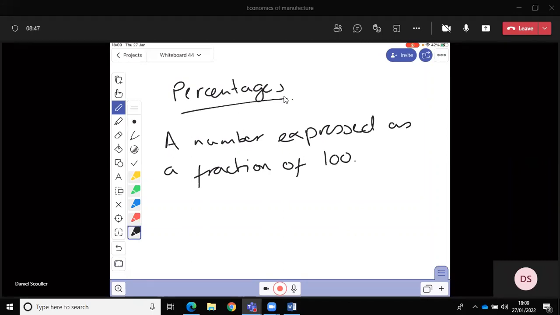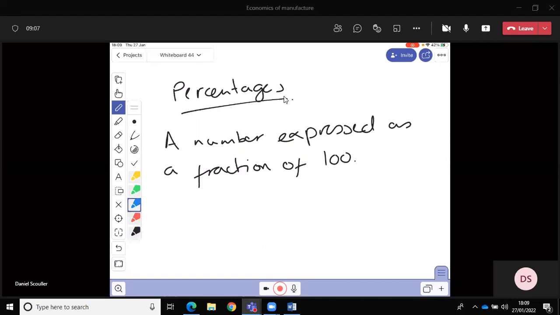Okay, so what does that mean? If you see something like 50% off, that's sort of half price. 50 is half of 100, so they've taken that fraction of 100 off that amount. So we're a number expressed as a fraction of 100.